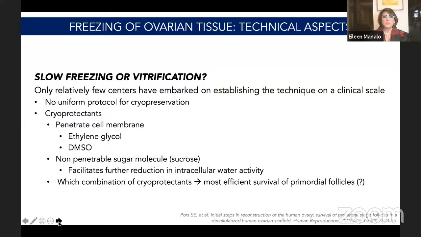Which combination of cryoprotectants would give you the most efficient survival of the primordial follicles is still not known. But generally, when we're dealing with ovarian tissue cryopreservation and the resulting pregnancies, we talk about more than 200 pregnancies in those patients who've undergone OTC, and the majority underwent slow freezing. Only 3 pregnancies were due to vitrification. This is from the group of Kawamura and now Suzuki.